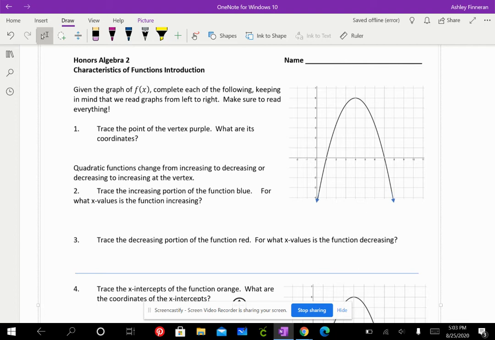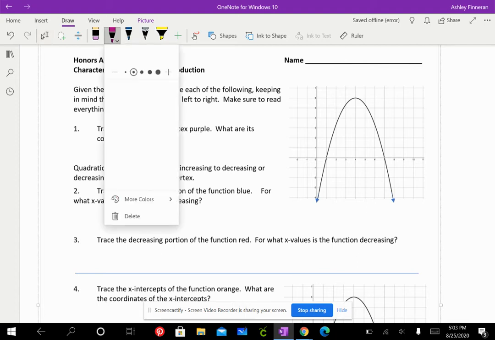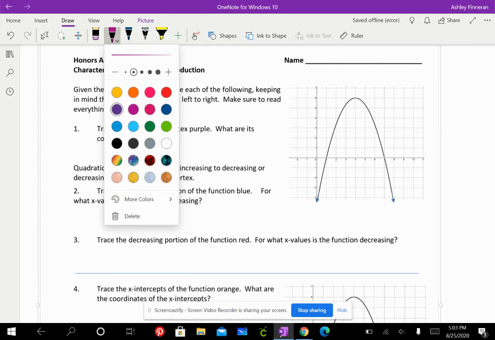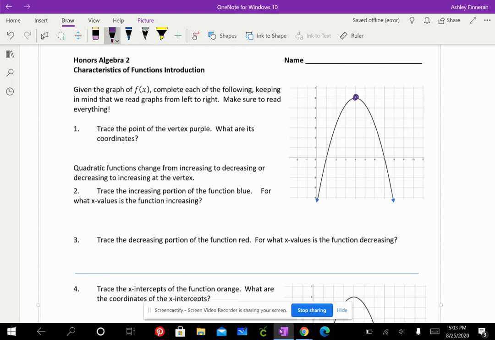All right, so it says, given the graph of f of x, complete each of the following, keeping in mind that we read graphs from left to right. Make sure to read everything. So it says, trace the vertex of the function in purple. So I'm going to switch to purple. And then the vertex would be right here. And it asks, what are the coordinates of the vertex? So the vertex is at (4, 6).